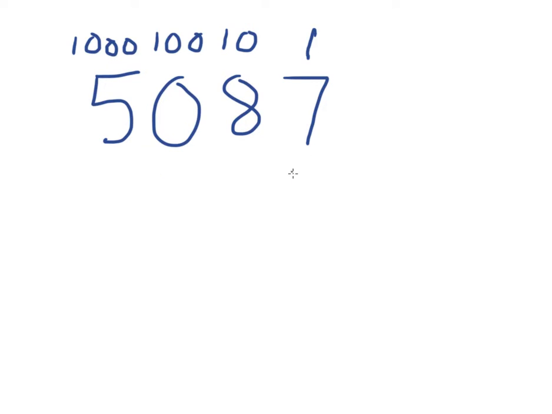Another way of looking at it, of course, is by seeing that each one is really 10 raised to some value. This is 10 to the 0 place. Any number to the 0, of course, is 1. So that's the ones place. This is really 10 to the 1, or 10. 10 to the 1 is the tens place.